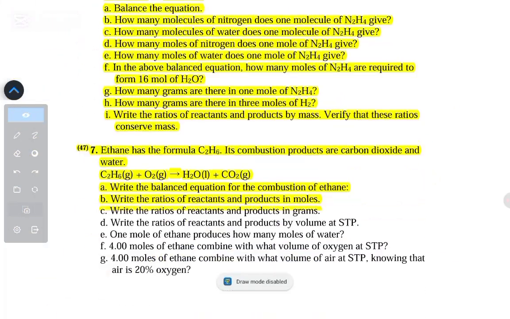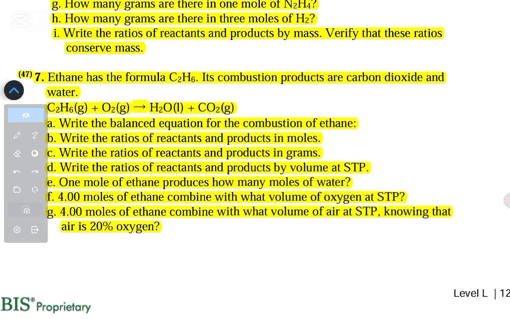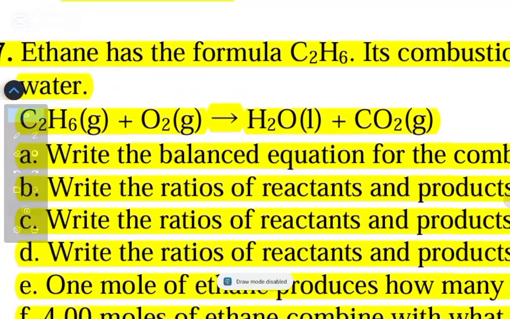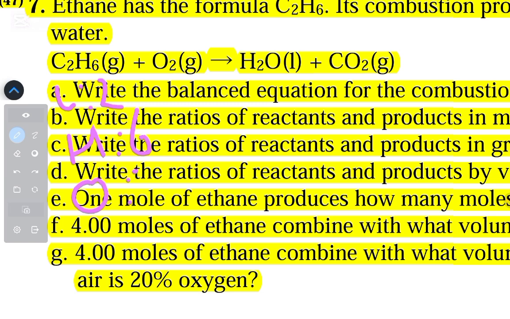Next question. Ethane has the formula C2H6. Its combustion products are carbon dioxide and water. Write the balanced equation for the combustion of ethane. We have C over here, H over here, and O being 2. Now write them in order: C1, H2, O 1 plus 2. Actually, no, we're not going to balance O. We'll leave that for the end.